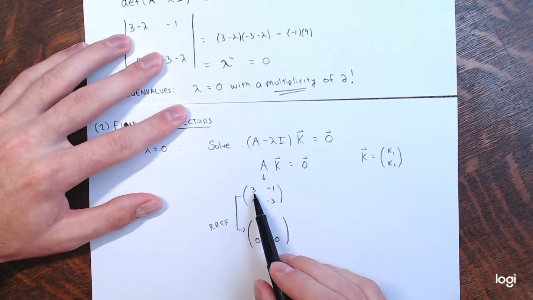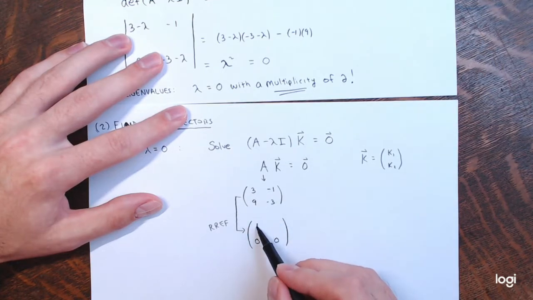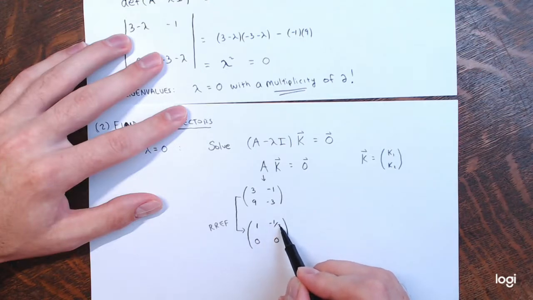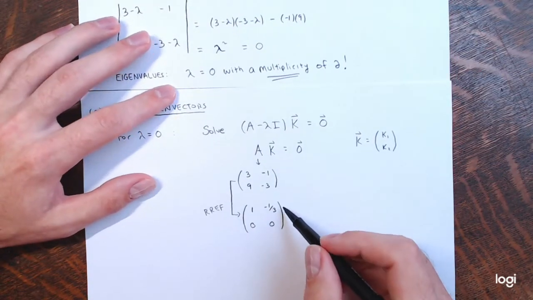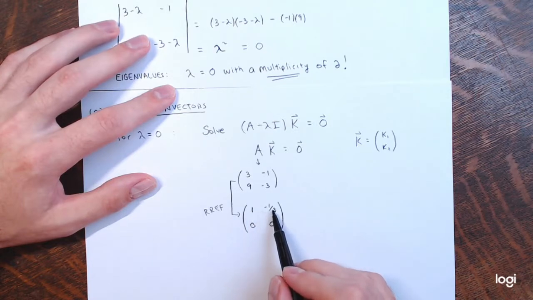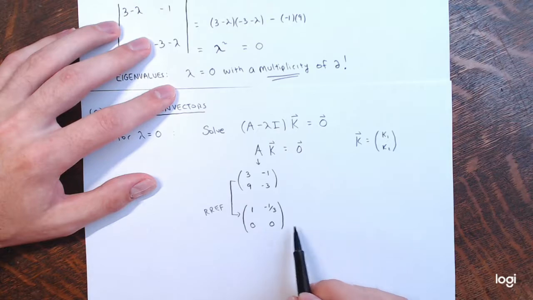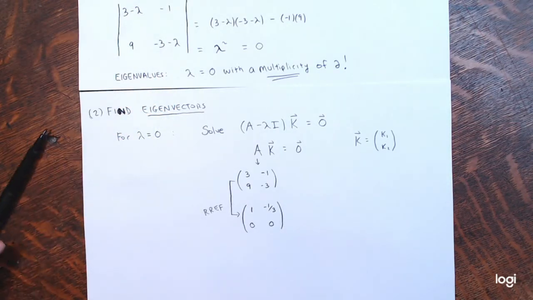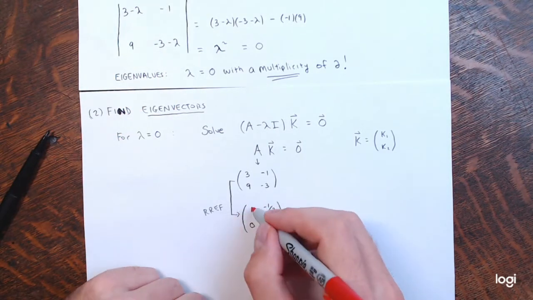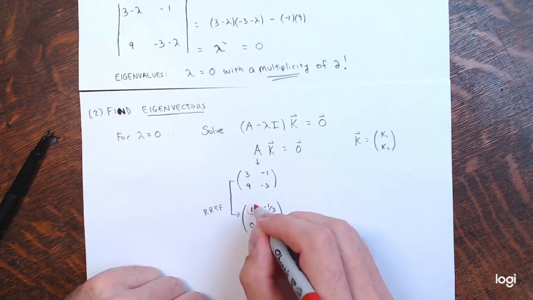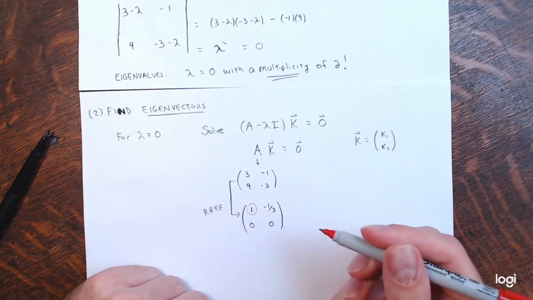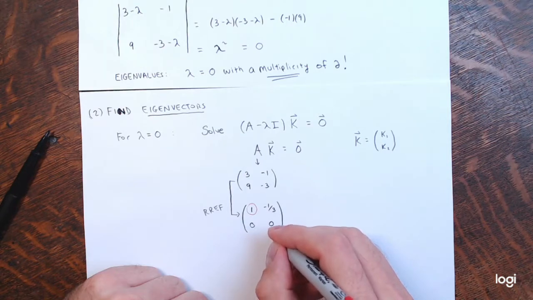The first non-zero entry in the first row will be 1. I multiply the top row by a third, and get 1 here, and -1/3 here. And don't forget, this is like k1 minus 1/3 k2 equals 0, and then 0 plus 0 equals 0. So the first row has a leading 1 here. The only column that doesn't have one of these leading 1s in it is the second column.